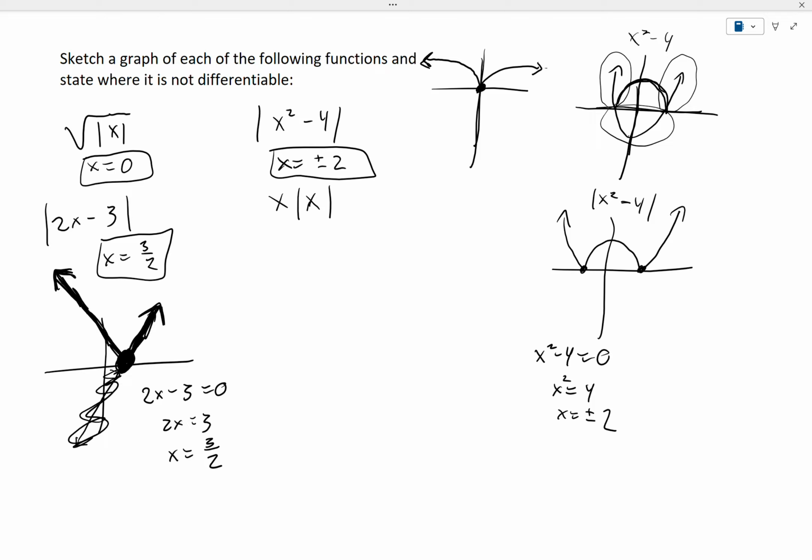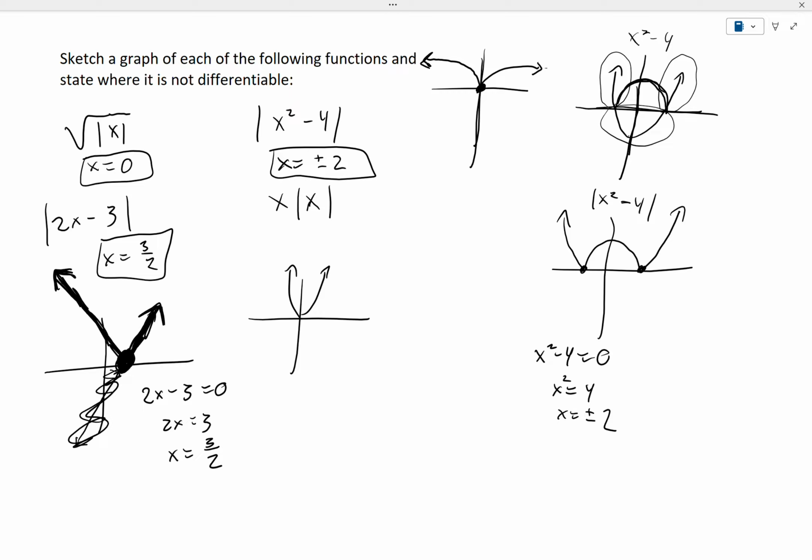How about this function? X times the absolute value of x. So we'll use the same tactic we used for these other problems, and we'll take the absolute value out and then try to add it in and see if we can modify the graph that we had. So imagine if we take the absolute value out. This just becomes the graph of x squared. And we know what that looks like. So that's what it looks like with the absolute value out.